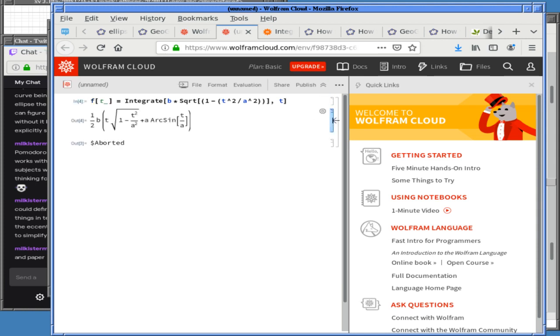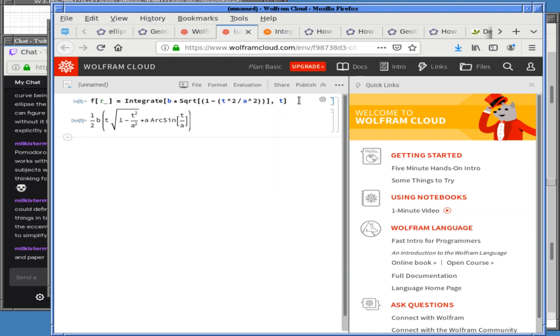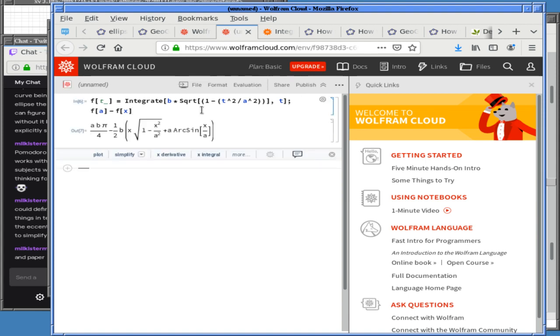And let's get rid of u. And now we're just going to define f of t to be equal to this. Okay, this is just weird. And then we just want f of a minus f of x, please. That is the, okay, good. See, was that difficult?